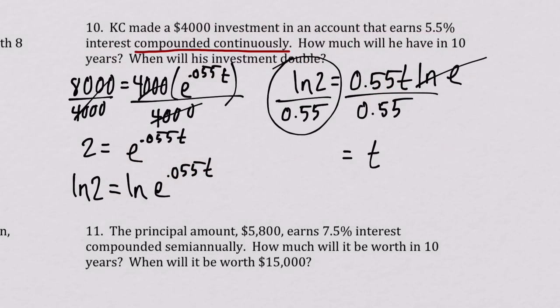So this is where I messed up. It should be 0.055. So this should give me the correct answer if I just fix that. So I'm going to fix this. I'm going to divide by 0.055. There you go. That should give me the correct answer, which is 12.6 years.